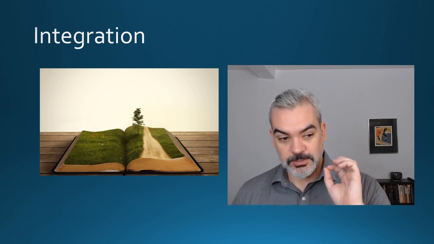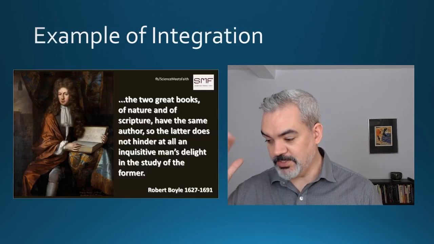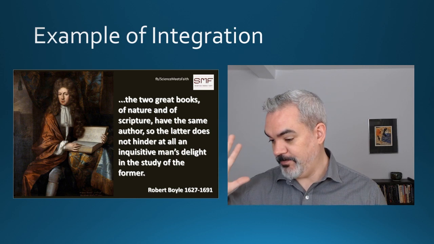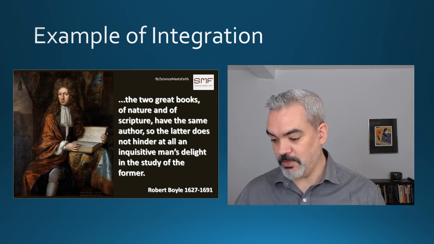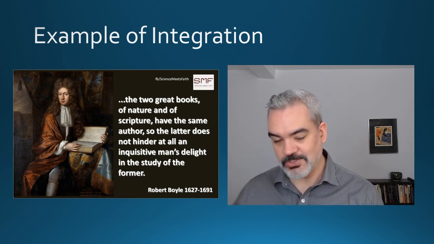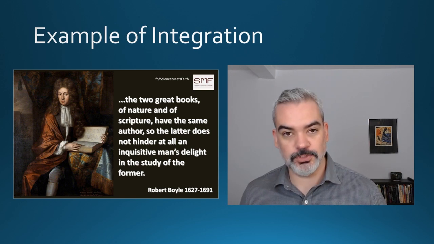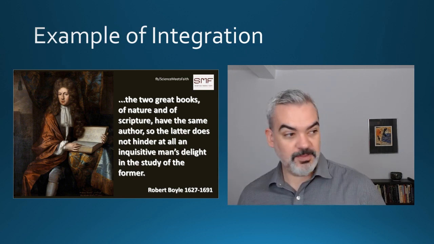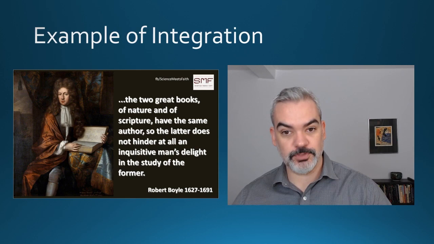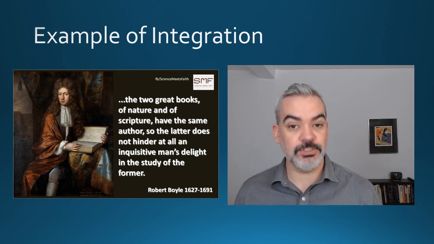Okay. And finally, we go one step further to full-on integration. So here, science and religion kind of become the same activity. A nice example of this is actually from the history of Christianity. So here's Robert Boyle saying, the two great books of nature and scripture have the same author, so the latter does not hinder at all an inquisitive man's delight in the study of the former. So this picture of two books we've got in the Christian religion, there's the Bible, and then there's nature. And for many scientists in the history of the European tradition, Christianity was seen as licensing studying nature as a kind of religious activity itself.